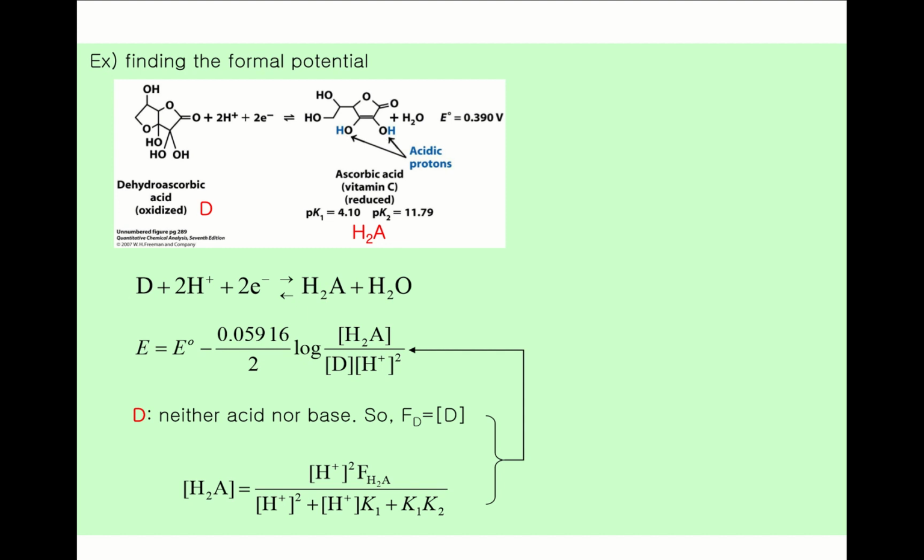All right, so ascorbic acid is an acid. Okay, it's a weak acid, whose pK1 is 4.10 and pK2 equals 11.79, and we can write this one as H2A, right? H2 is important because it contains two dissociable protons here.